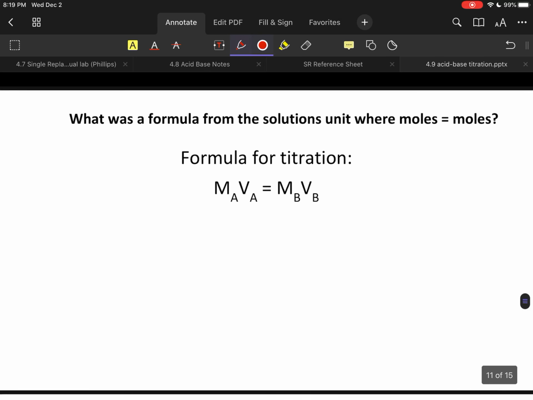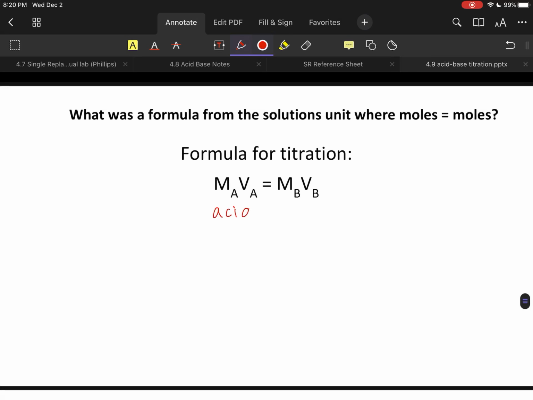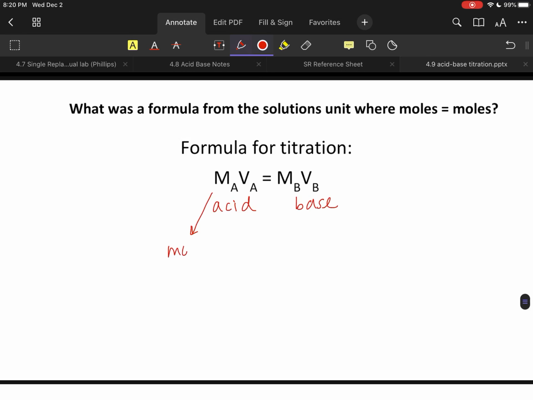Okay, so once we've reached our equivalence point, how do we determine the concentration of our unknown? We're going to use this formula that we have seen before when we were talking about dilutions, where we had M1, V1, M2, V2. This one is very similar, except we're talking about the molarity and the volume of our acid and the molarity and volume of our base. Again, M is molarity, and V is the volume.